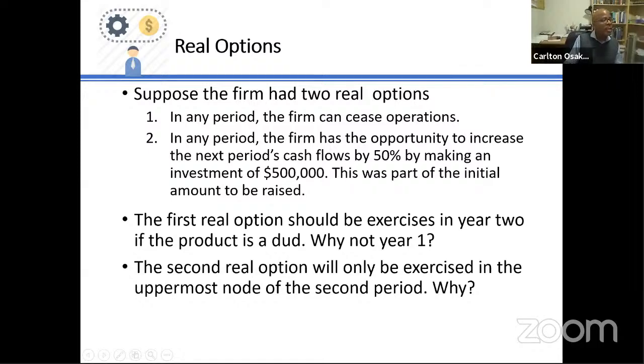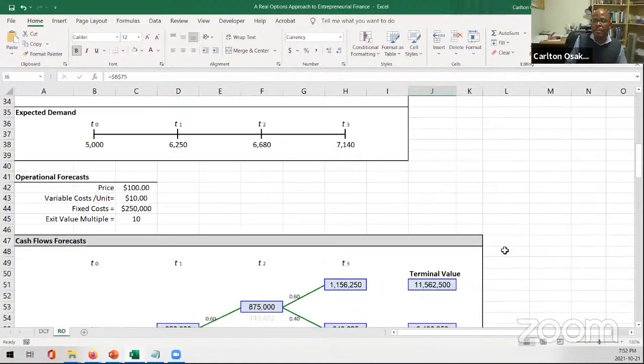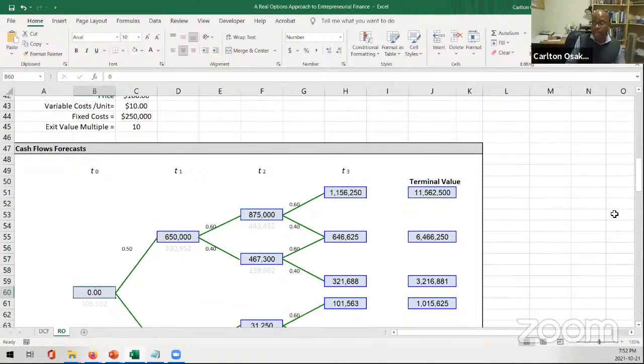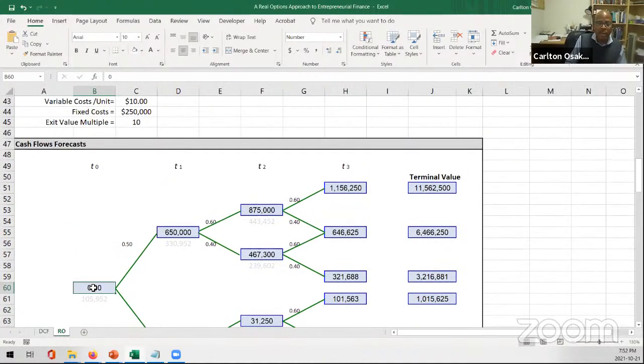Now, it turns out that if you do the analysis, especially in a spreadsheet, the firm will only exercise this expansion option in this state here. That is, in year 2, if the market is really good. It could expand it here. And for the initial valuation of the firm, just assume that the firm was going to go right ahead and expand over here, and that would be that.